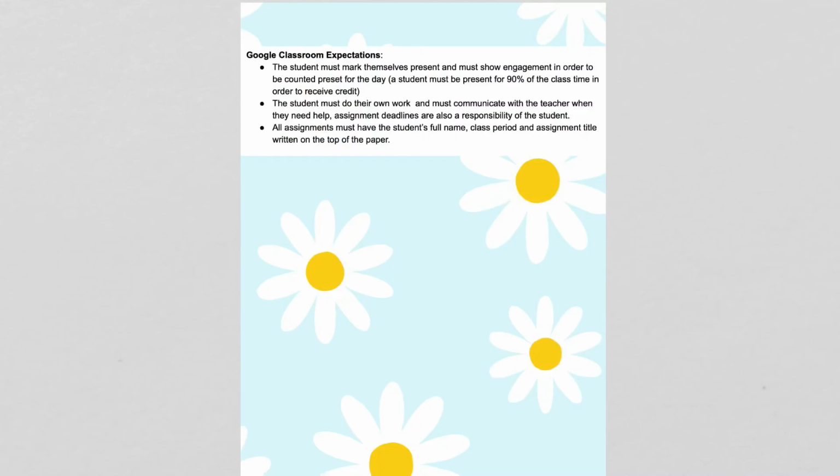So here are some expectations in Google Classroom. You must mark yourself present, we talked about that, and show engagement in order to be counted present for the day. That's that activity that we talked about. A student must be present for 90% of the class time in order to receive credit. That is from the district. You must also do your own work, and you must communicate with the teacher when they need help. Assignment deadlines are also a responsibility of the student. And then all of your assignments have to have your full name, class period, and the assignment title written at the top of the paper. If you submit assignments and it does not have that information, you will not get credit for it.